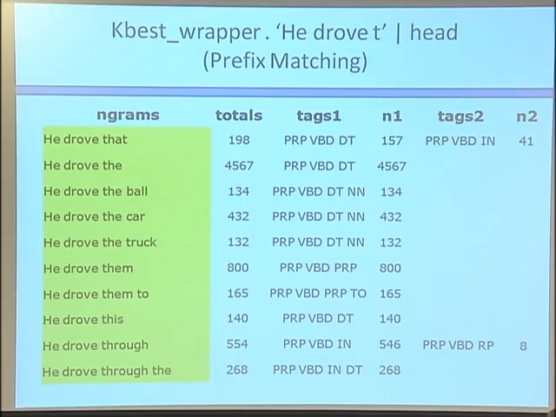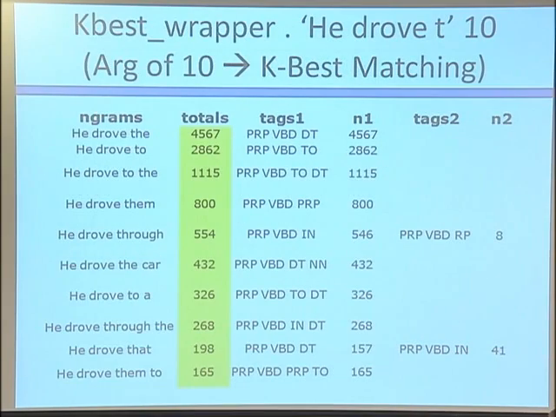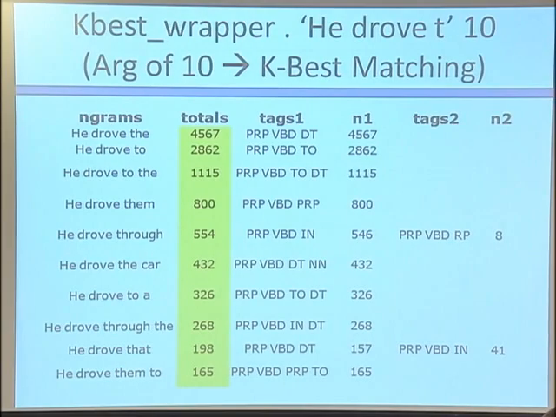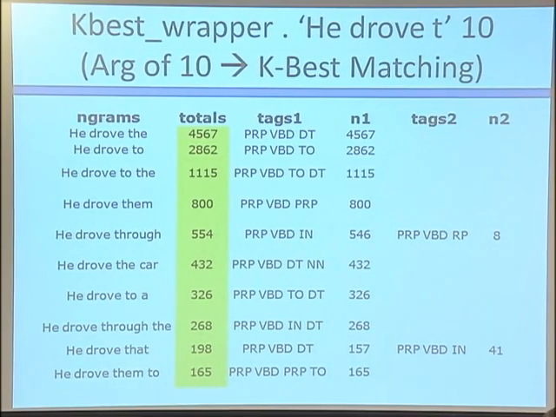Now in the next one, I've added an optional argument of 10, which means don't find all the matches, but find the best ones, and the best by the score, which in this case is those counts in yellow. So when I put in the same query, "he drove T", then "he drove the" comes to the top, and it returns a list of only 10 answers as opposed to many more.